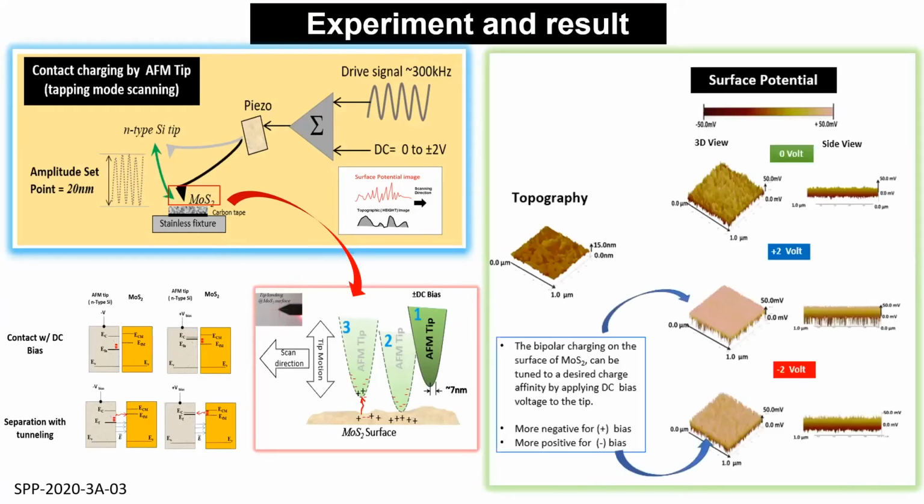Positive bias generates more negative charge on the surface. A negative bias generates more positive charge on the surface. Also, upon separation, some charges may back tunnel due to the electric field created between the two surfaces. In effect, you create a bipolar surface.